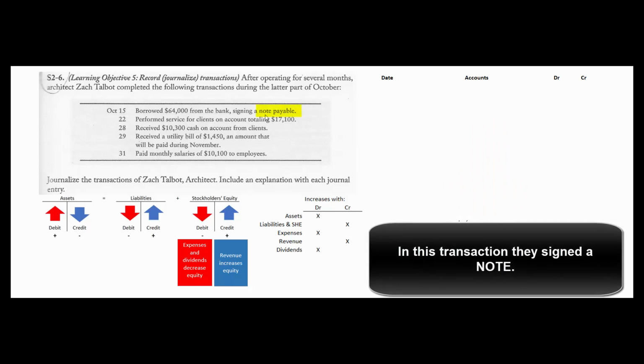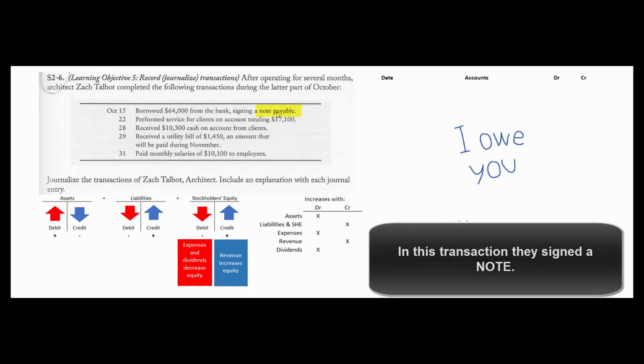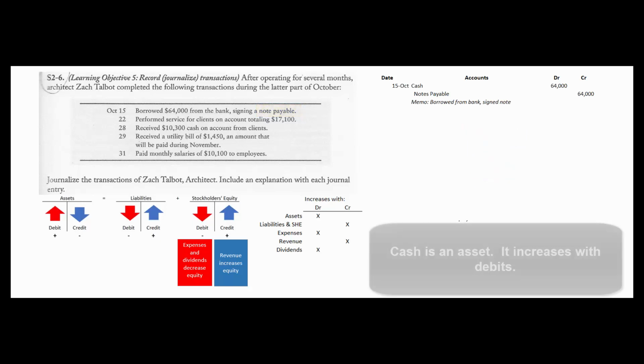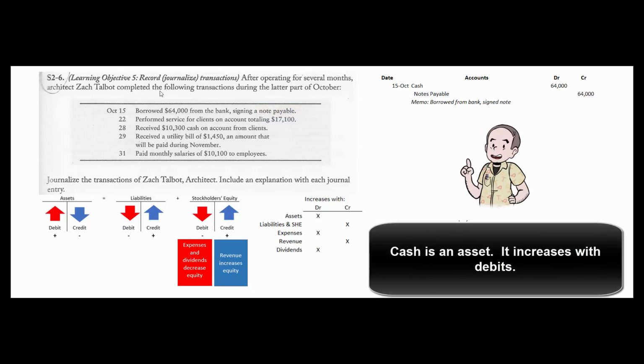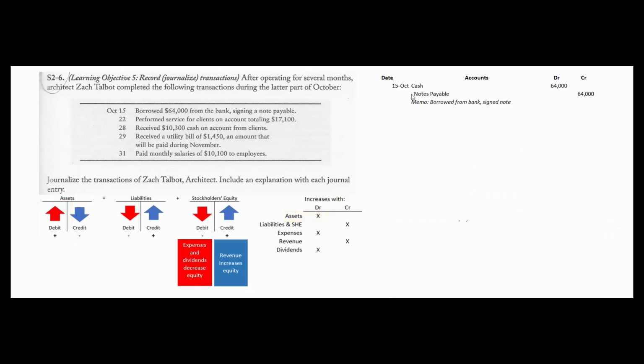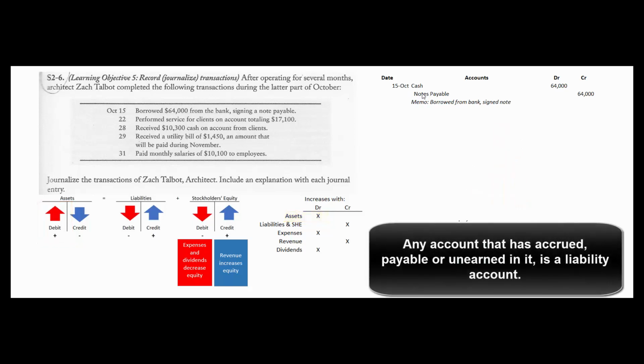For now, the only difference between a note payable and an account payable is that a note payable is a written instrument, a written note that says, I owe you $64,000. What's happening to cash in this transaction? Our cash is going up because we're borrowing $64,000 from the bank. Cash is an asset, assets increase with debits. We write the debit first and write the $64,000. We come down the line, indent a little, and credit notes payable for $64,000.